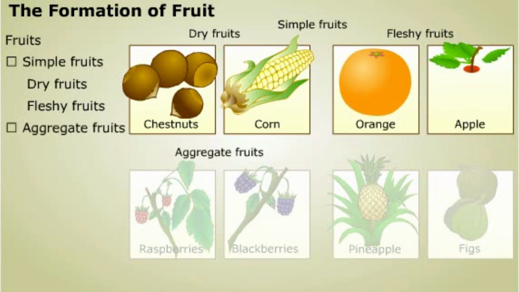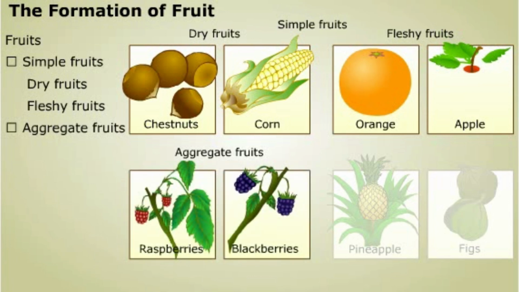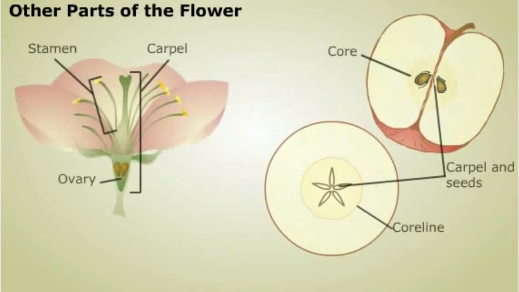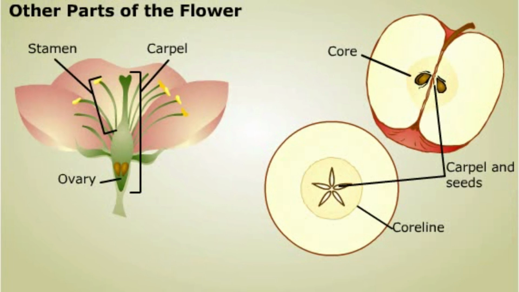Aggregate fruits form from multiple ovaries of a single flower. Raspberries and blackberries are examples of aggregate fruits. Multiple fruits develop from the ovaries of different flowers that fuse together. Pineapples and figs are multiple fruits. Some other parts of a flower also contribute to what we call fruit in the grocery store.